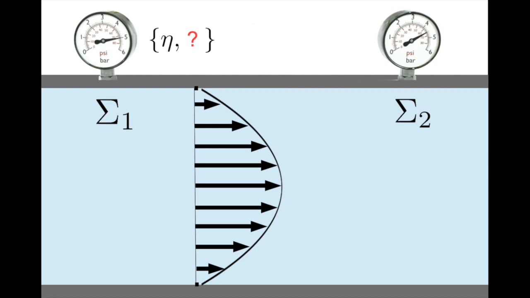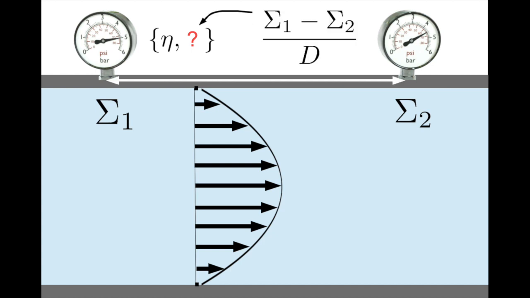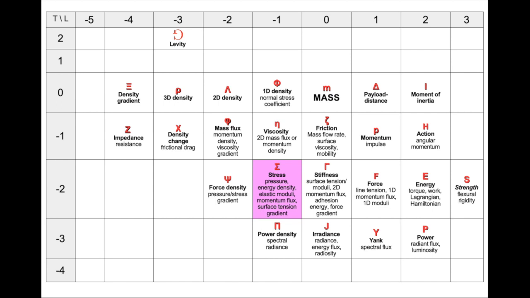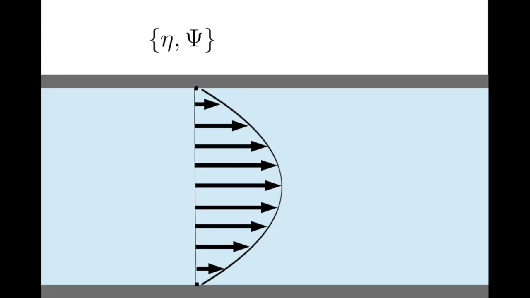The pressure upstream, sigma 1, is greater than the pressure downstream, sigma 2. The impelling factor of these dynamics is the gradient of pressure, that is the pressure drop, sigma 1 minus sigma 2, over the distance, capital D, for this drop to occur. A pressure or stress divided by a distance is a force density, psi. So in such pipe flow, the two important mechanical quantities are the fluid viscosity eta and the force density psi built from the pressure gradient.